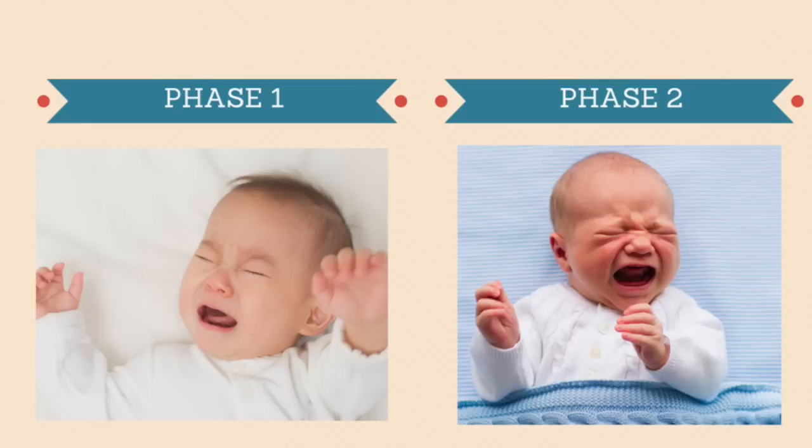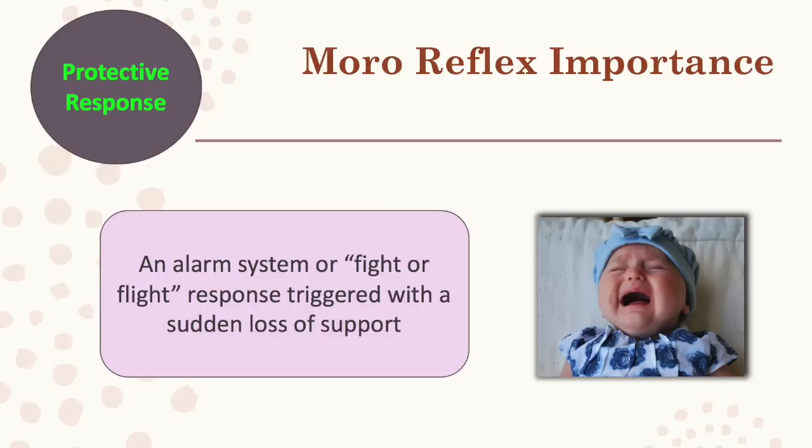And as with all the other reflexes we just discussed, the Moro reflex also exists to serve an important function, and that is to act somewhat like the baby's alarm system or fight or flight response, because it gets triggered when the baby feels a loss of support and feels a need to protect itself.